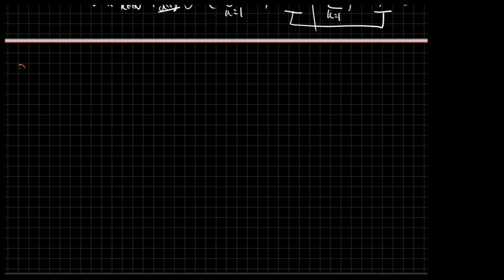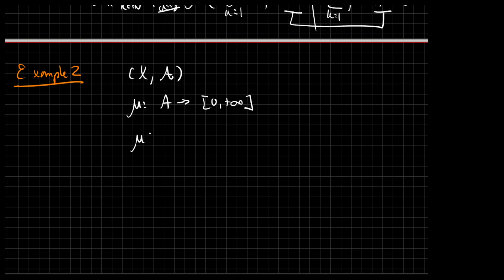And the next example, example number 2, will be that once again we have a measurable space here, and we have a function that goes from here, and the measure of the empty set is 0, and the measure of A is equal to infinity for every A in the sigma algebra that is different from the empty set.